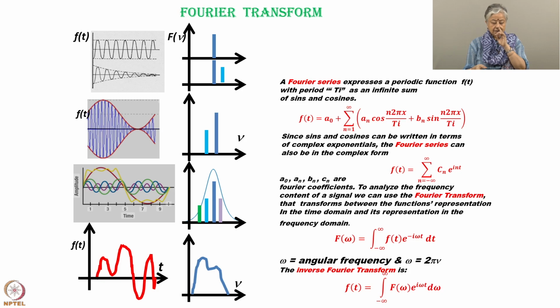Okay. Now, I will give you a slightly more detailed version of the frequency space, and how we transform from the frequency space into the time space and back again to the frequency space. That is done mathematically by something called the Fourier transform. So, let us see what exactly a Fourier transform is.